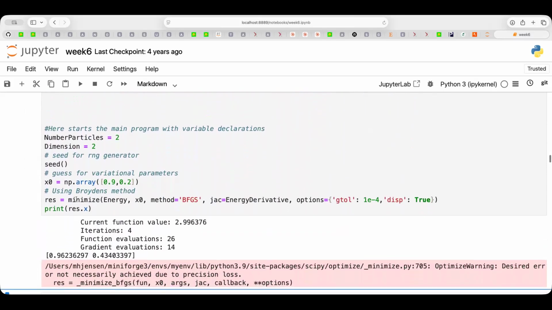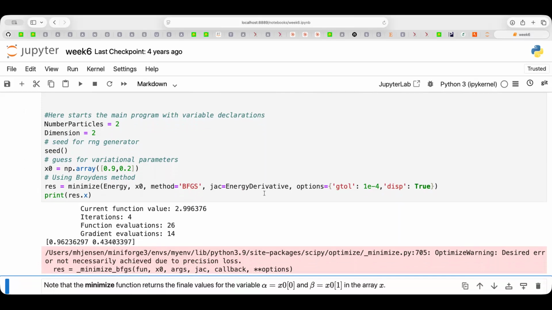And here I calculate with scientific Python. I use Broyden's method, or actually it's not Broyden's method, it's BFGS. And so you see now that it needs the energy. It needs also a function which is called the energy derivative. So I just did a hard brute force coding here. This method is very efficient.